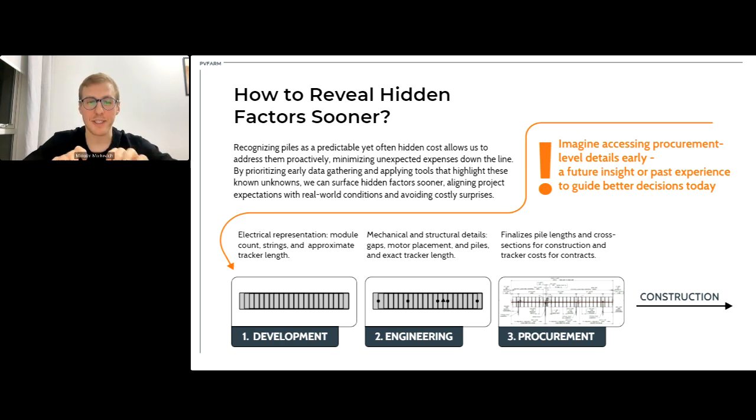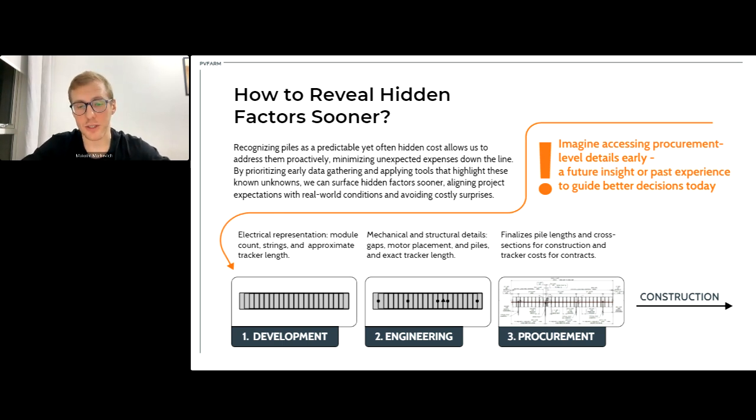So let's briefly discuss how a single-axis tracking system evolves during the project. If we say that there are basically four major stages for each project, right? Development, engineering, procurement, and construction. During the development stage, the tracker is represented in an electrical way, right? You have a module count, a number of strings, and an approximate tracker length. At this stage, you usually don't even know what your tracker length will be, right? So this is the development phase.